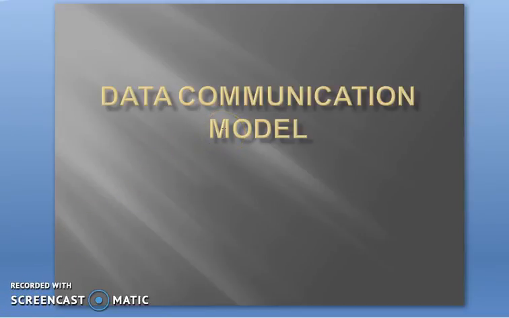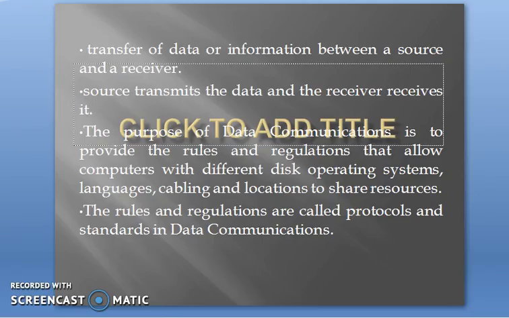Today we are going to deal with the data communication model, that is the basic data communication model that occurs in a computer network. And we all know that there should be a model for transmitting data from one end to another, that is the transfer of data or information from one source to a receiver. It should follow a particular model, and the source will transmit the data and the receiver will receive the data.